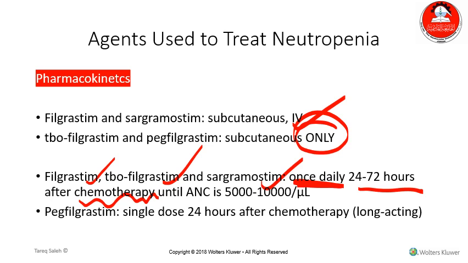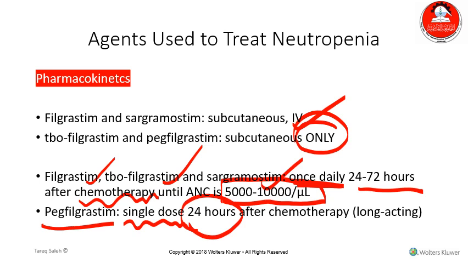And we usually stop these treatments when the neutrophil count reaches 5,000 to 10,000 cells per microliter. So you have to measure that to follow up with this treatment. On the other hand, pegfilgrastim is available as a single dose given only 24 hours after chemotherapy, and it has a long-acting effect, which means you don't have to keep frequently dosing the drug after chemotherapy.